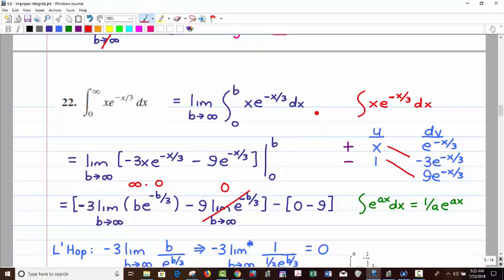All right, I use the tabular method for parts here. You could do this manually if you wanted to. I'll let u be x, and then dv is e to the negative x over 3. So you take the derivative, that goes to 1, so you're done right there. In the sign chart, it goes plus, minus, it alternates. And then here, take the antiderivative.